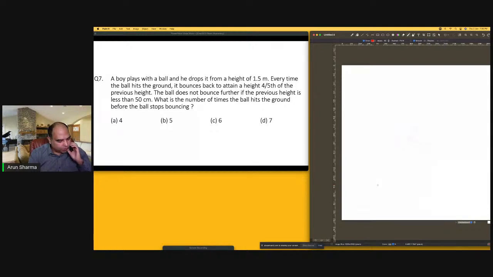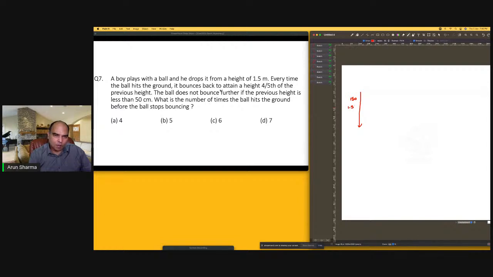Previous year question solving, and we'll be picking up all the papers here. So this question is very simple. In this question it says that a boy plays with a ball and drops it from a height of 1.5 meters. So he's dropping it from 150 centimeters, 1.5 meters.